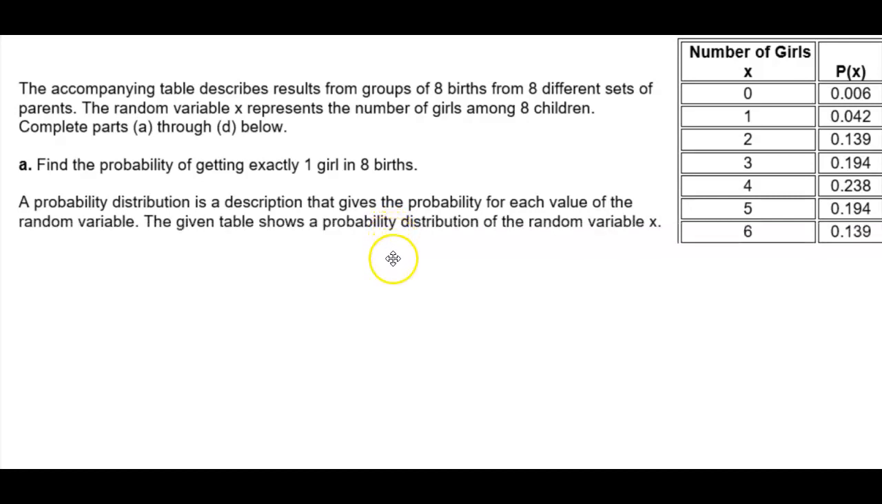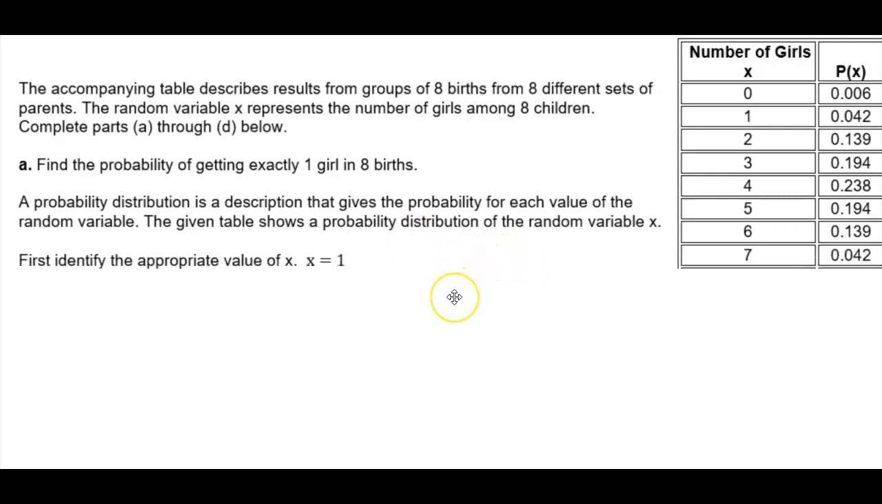Now, a probability distribution is a description that gives the probability of each value of the random variable. The given table shows a probability distribution of the random variable x. So we want to first identify the appropriate value of x, where x is equal to 1. When we take a look here, x is equal to 1, and what is the probability that's associated with that 1? Well, the probability is 0.042.